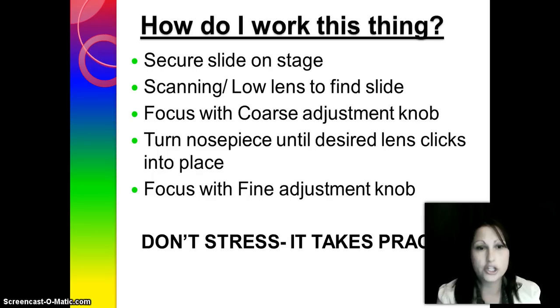All right, so first thing you're going to do, secure that slide on the stage using the stage clips. Use that scanning or low power to find the slide. You're going to focus it with that coarse adjustment knob, and then you're going to turn the nose piece to rotate those lenses to find the one you want. When it clicks into place, you know that it's set. And then you're going to finally focus with that fine adjustment knob. So we're going to run through this just real quick.